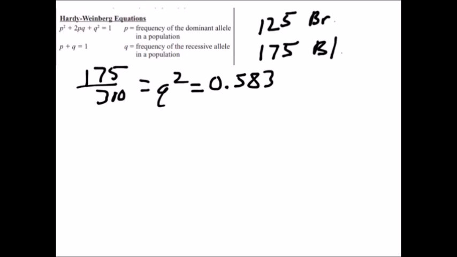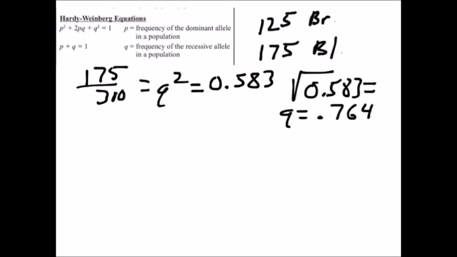Now, the first thing we're trying to find here are the frequencies of the dominant and recessive alleles. So to find the frequency of the recessive allele Q, we need to take the square root of Q squared. So if we take the square root of 0.583, when we do that, we get Q equals 0.764.